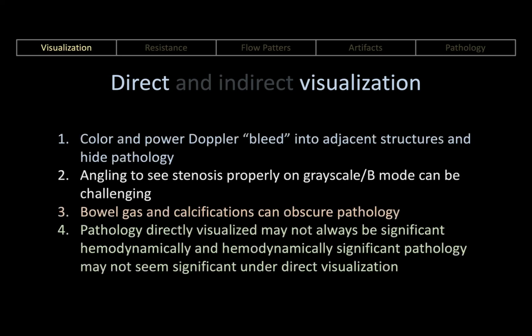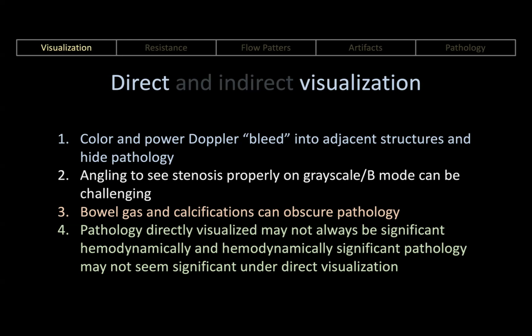So why not just directly visualize? What's the problem with directly visualizing? Why do we need anything other than directly visualizing the vessel? Well, there's a few problems with it. The color and power Doppler images oftentimes bleed into adjacent structures and can hide pathology. The image resolution on the Doppler side is not as good as the image representation on the grayscale imaging. Sometimes you have to angle to see a stenosis properly on the grayscale and B mode, which can be challenging.